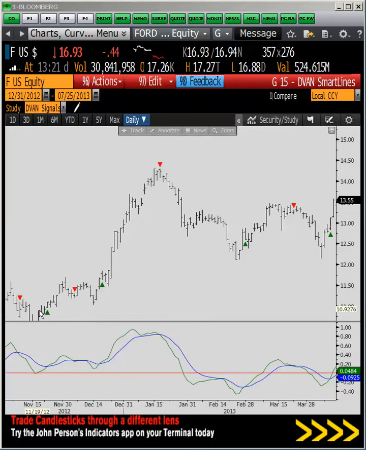Red arrow down is, of course, sell signal. The green arrow up is buy signal. So you see buy, sell, buy. You get a long run up here.